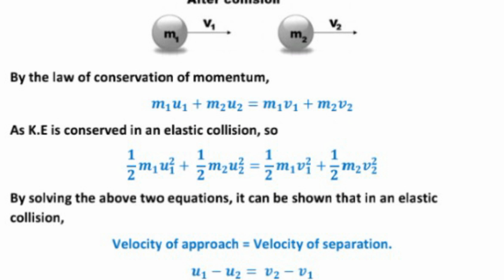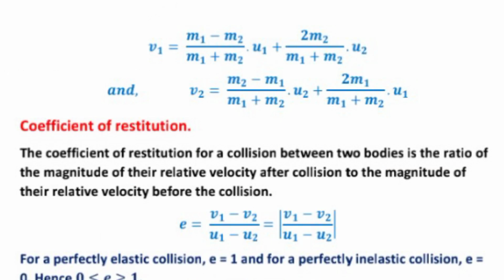Velocity of approach equal to velocity of separation: u1 minus u2 equal to v2 minus v1. And v1 can be written as (m1 minus m2) upon (m1 plus m2) into u1 plus 2m2 upon (m1 plus m2) into u2. And v2 equal to (m2 minus m1) upon (m1 plus m2) into u2 plus 2m1 upon (m1 plus m2) into u1.